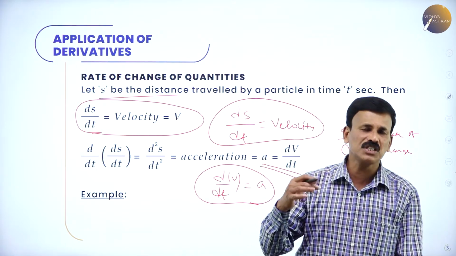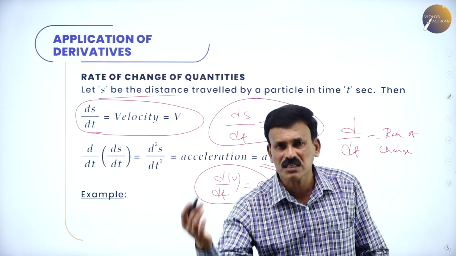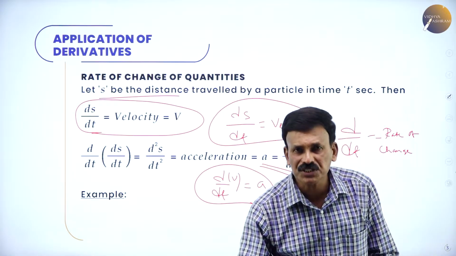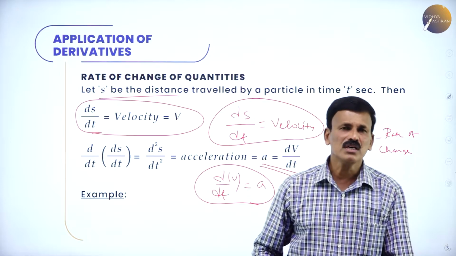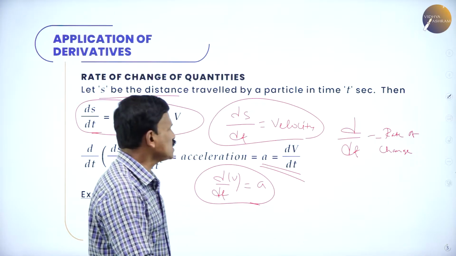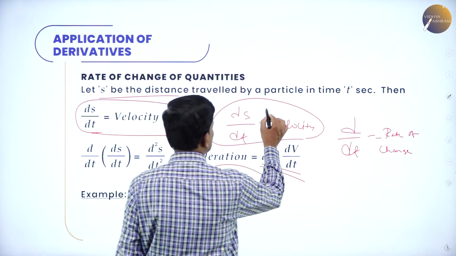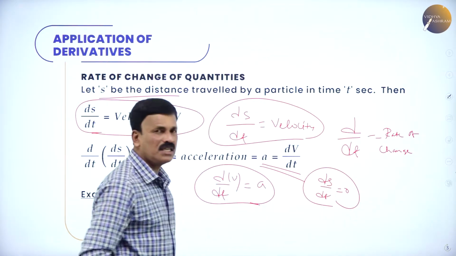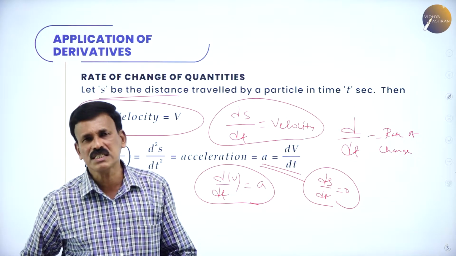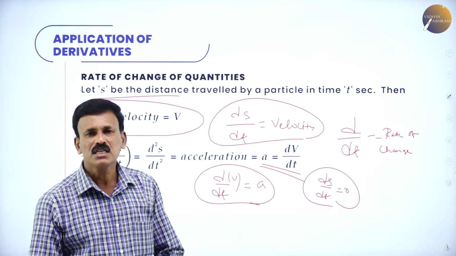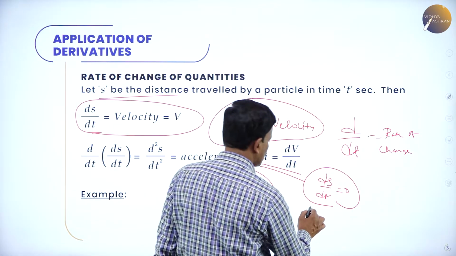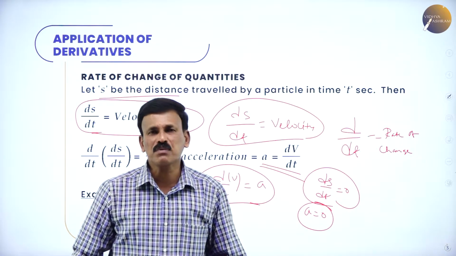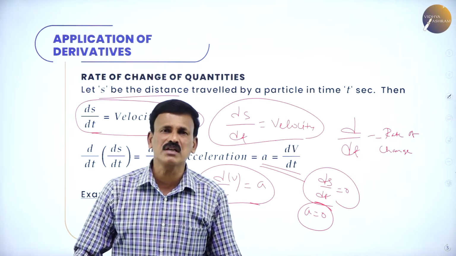Thus, the rate of change of displacement ds by dt is called the velocity, and the rate of change of velocity is called the acceleration, that is d square s by dt square. Now, suppose the velocity is equal to 0, that is ds by dt is equal to 0. The velocity being 0 means the particle is under rest. Suppose the acceleration is 0, that is the rate of change of velocity is 0. That means the particle is moving under uniform velocity.